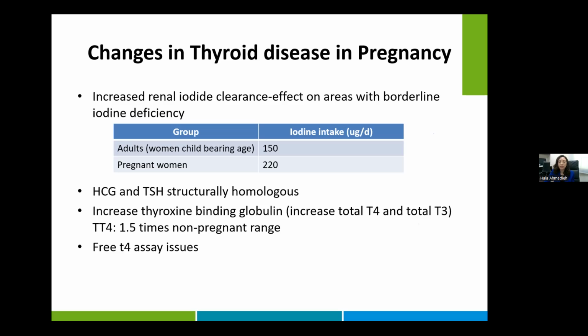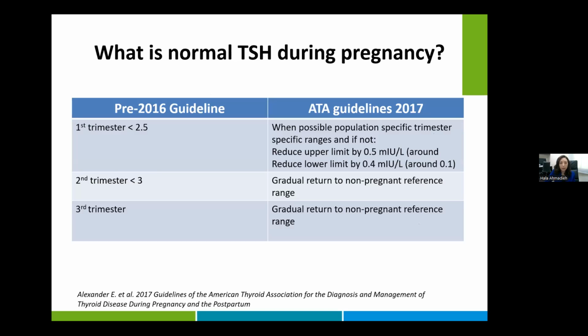And that's why if we measure the TSH in the blood, we will find that it is lower than in the normal adult range. In addition, in pregnancy, if we look at the total T4, we find that it is higher because we have an increase in the thyroxine binding globulin during pregnancy. And that's why the total T4 is 1.5 times the upper range for the non-pregnant woman. Adding to that, there are some assay issues, especially in the free T4 during pregnancy. Taking all this into consideration, there have been guidelines on how to interpret thyroid tests during pregnancy.